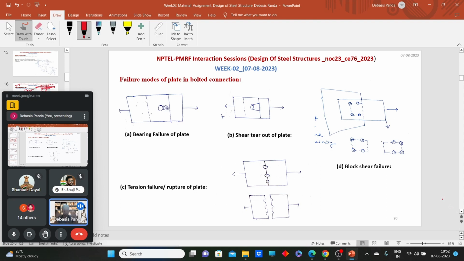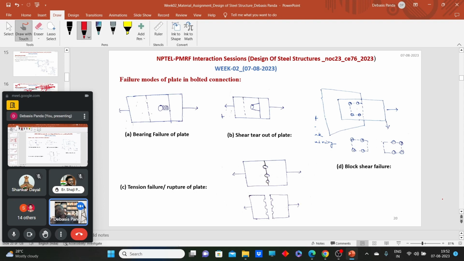Till now, what have we understood about the bearing type of bolt? That the bearing type of bolt will transfer the load in bearing and shearing action. We have calculated the bearing capacity of a single bolt. Now we know the strength of the bolt. Now what will happen to the plate? How can we calculate the plate strength?